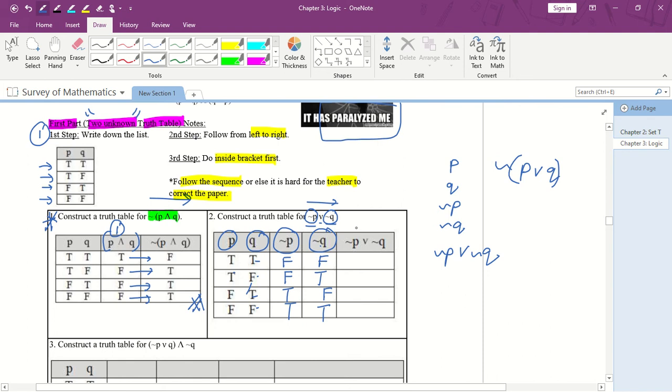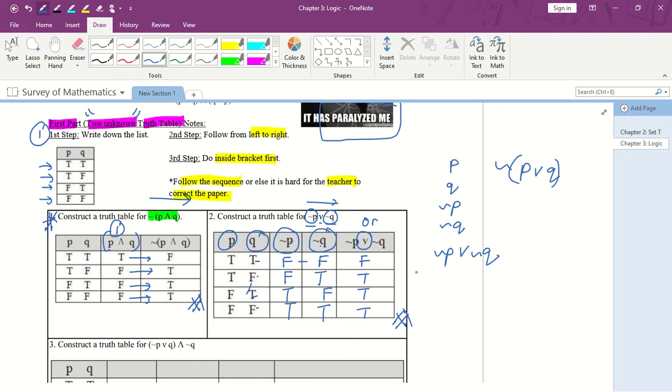Okay? And here it says negation P or negation Q. Here it says or. Or means that only when both of them are false can it be false. So both false makes it false. If it is anything other than both false, it will become true. So the answer will be false, true, true, true. That's all. Okay? So I hope you get the idea of how to construct a truth table.